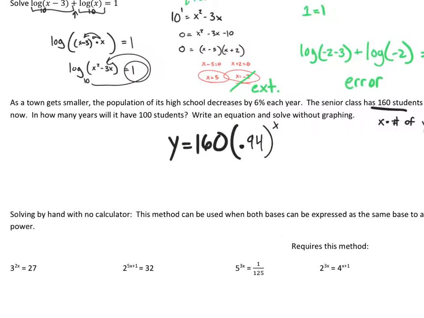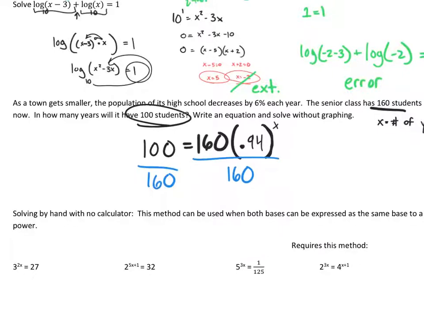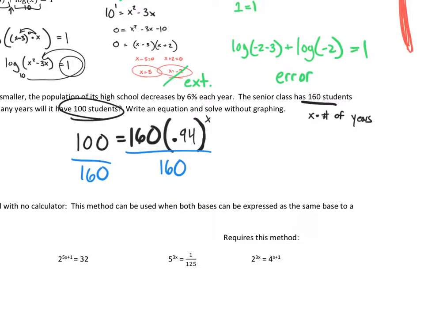What they wanted us to figure out is when will it have 100 students? So we're not equal to a y in this case. We're equal to specifically 100. X is in the exponent. We're going to need to use drop, log, and roll. But before we do that, we'll first need to move this 160. And when we do that, we could simplify the other side. 100 divided by 160. If we were to simplify that as a fraction, what we would get is 5/8.